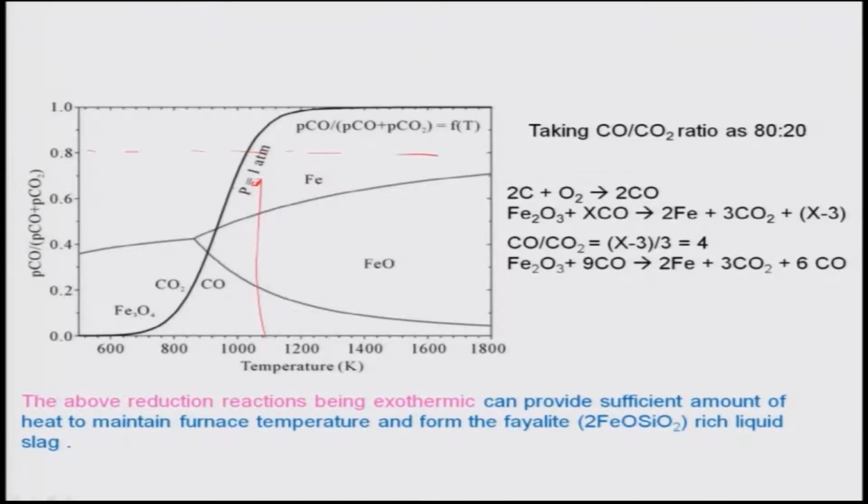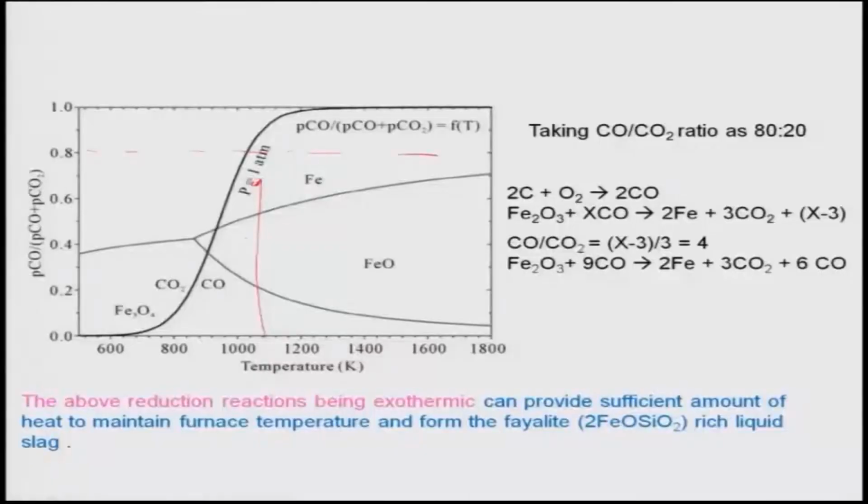That is the good thing, that this furnace is operated at atmospheric pressure. If you maintain this temperature of 1000 to 1200, you will get iron. The above reduction, being exothermic, can provide sufficient heat to maintain the furnace temperature and form the phyllite rich liquid, that is the slag, which can be removed very easily.